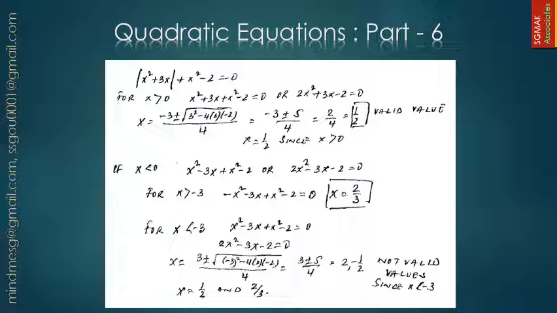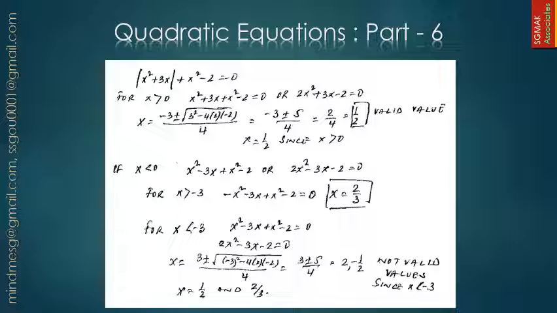Now for x less than 0, we have to write x squared minus 3x plus x squared minus 2 equals 0. Now if you look at the expression x squared minus 3x, for x greater than minus 3, you have to put a negative sign. You have to write minus x squared minus 3x plus x squared minus 2.